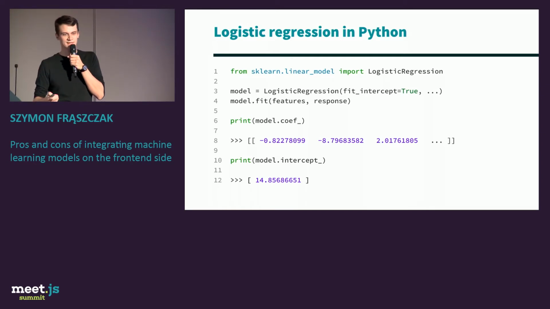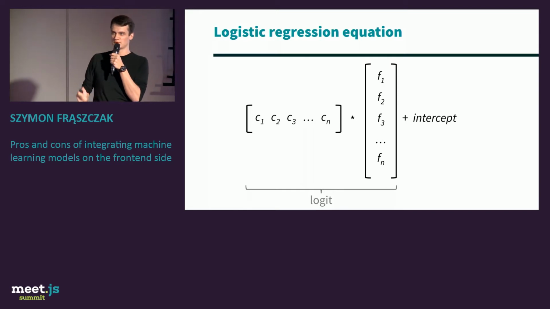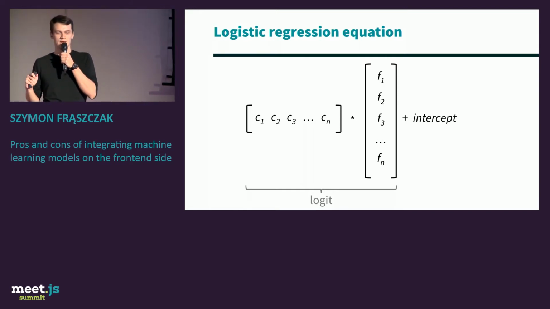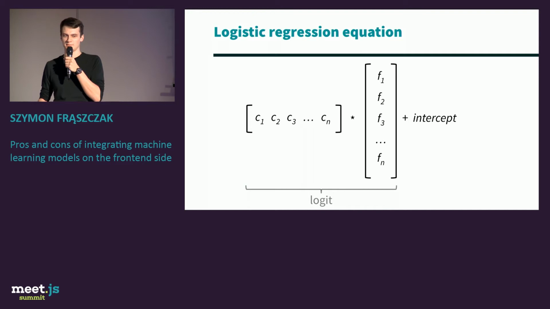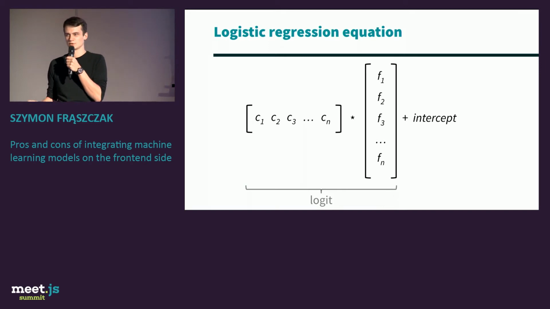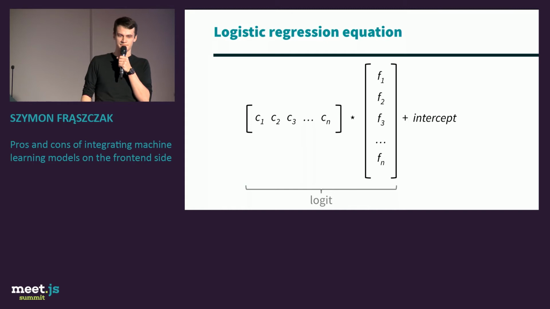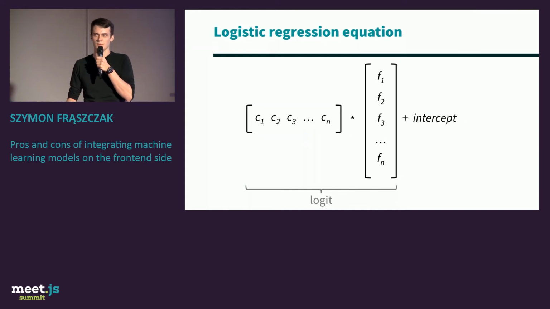And basically, the equation looks like this. It's a sum of two variables. The first one is the multiplication of two vectors, the vector of our coefficients and the vector of our features. Basically, it's called the logit function in math. And the second variable is the intercept. Having that, we are ready to implement logistic regression in JavaScript.